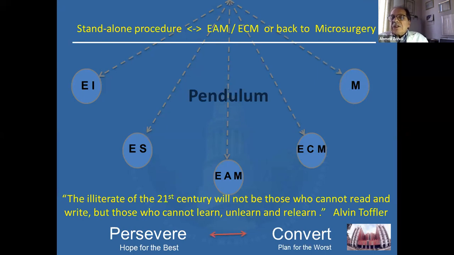But I guess the nowadays neurosurgeons or the coming generation will also find it proper to really integrate all your armamentarium and not stick to one of them and not be prejudiced about one kind of surgery. The illiterate of the 21st century will not be those who cannot read and write, but those who cannot learn, unlearn, and relearn. And I anticipate there is going to be a lot of new technology coming up in the coming decade, and it is your choice. You have to hang on, and you have to always update yourself. Persevere, hope for the best, and if not, don't be stubborn, convert, and plan for the worst.